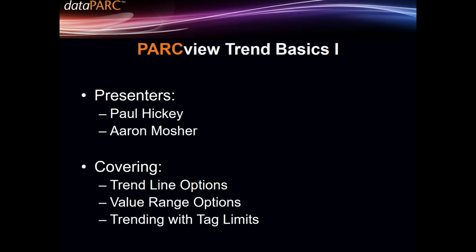For today's topics, we're going to be talking about trend line options, so changing the appearance and to some extent the behavior of your trend lines or traces on the plot area of the trend. Then we're going to take a look at value range options, so that's optimizing your y-axis or your value range axis using different modes for different purposes. And then we'll finish up today with talking about trending with tag limits, so that's using tag limits on the trend. We won't be going into alarms too much, but we have talked about alarms previously on webinars, and I'm sure we will again.